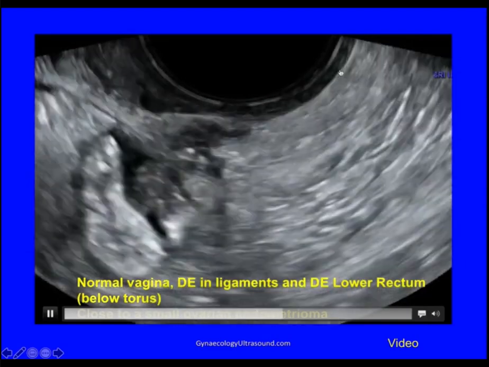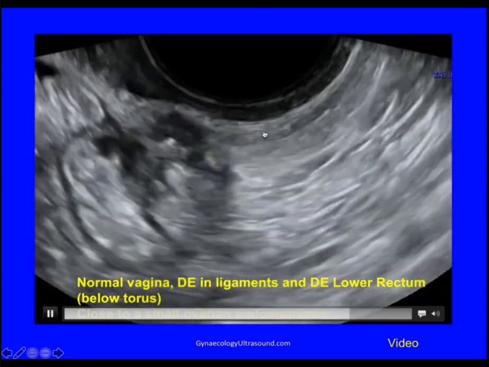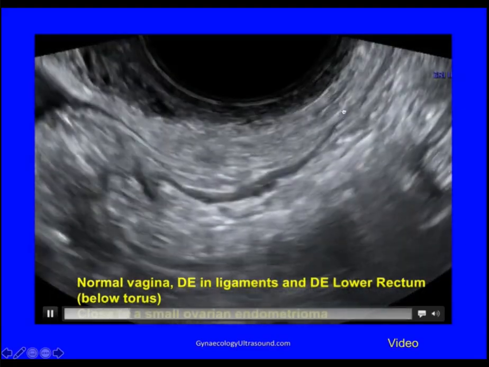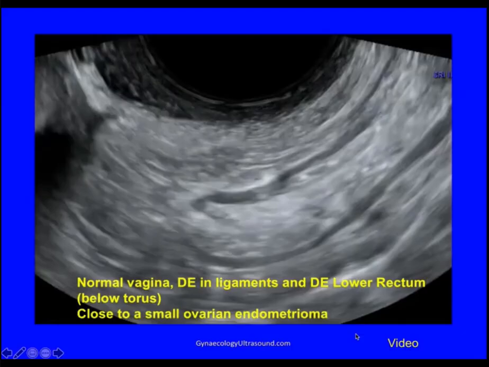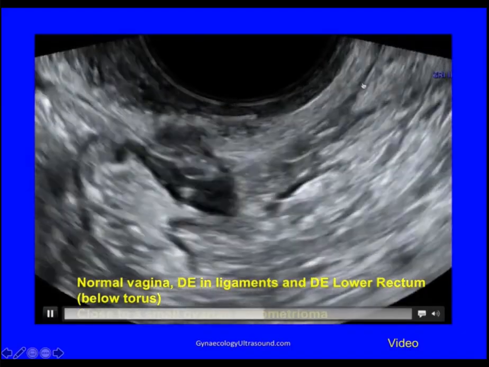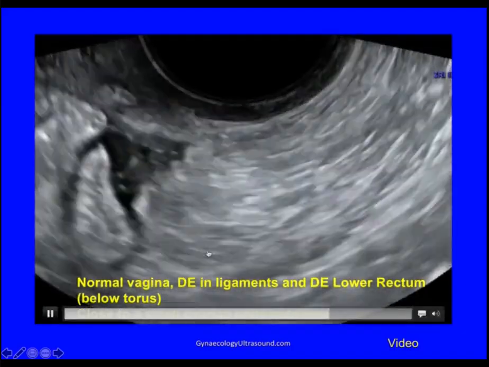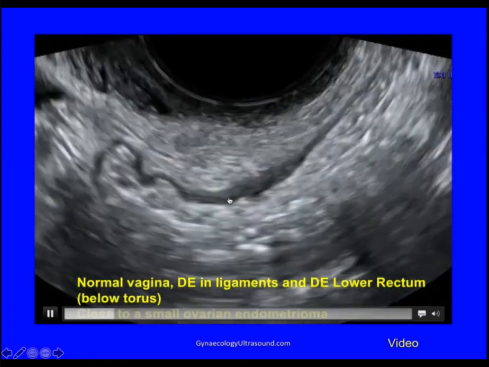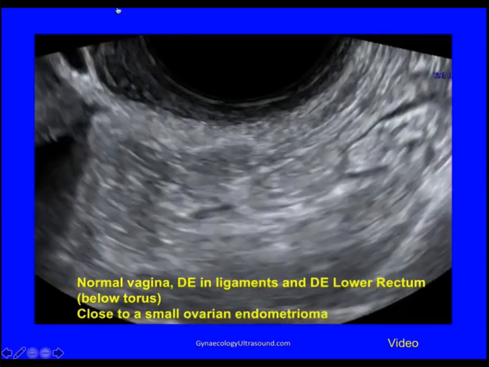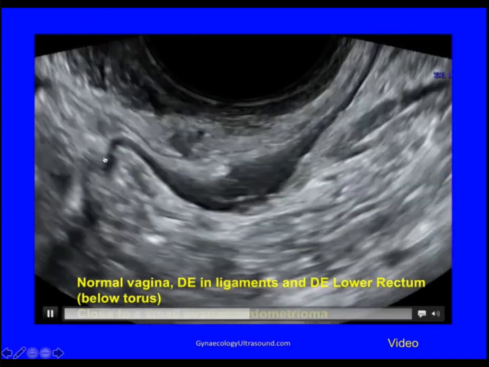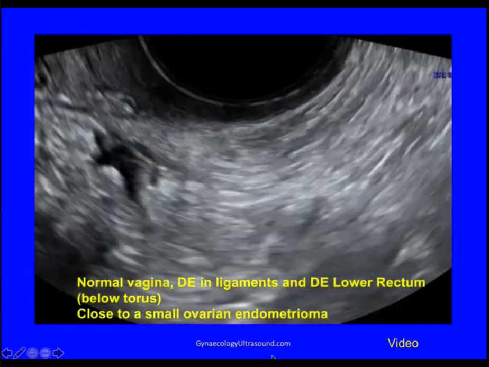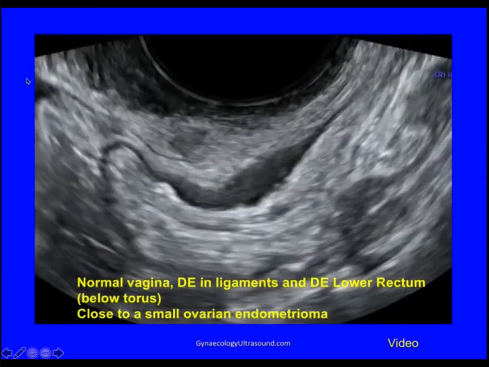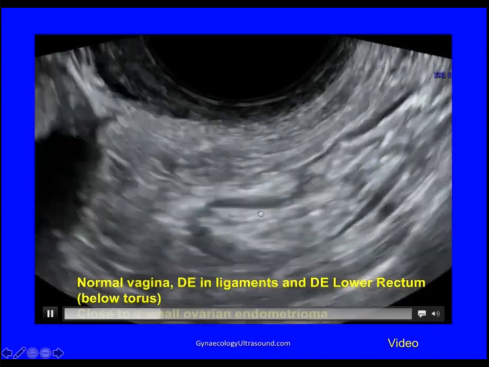We can see very thick uterosacral ligaments. We can see a nodule of deep endometriosis in the uterosacral ligaments, and we can see a bowel nodule. There is the bowel nodule with normal muscularis going in and out of it. Normal muscularis there, thick muscularis. And we are nowhere near the cervix. The cervix is over there, so this is below the torus, so it's lower rectum, and it's close to an ovarian endometrioma. You can only see a little bit of the ovary there because I'm looking specifically just at this area.